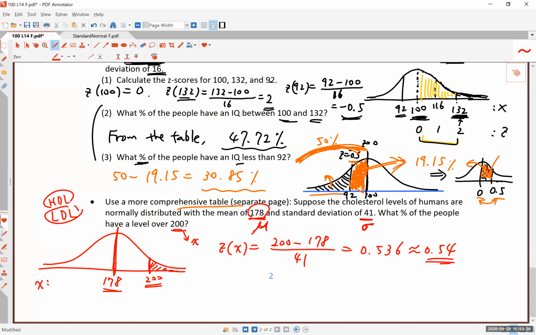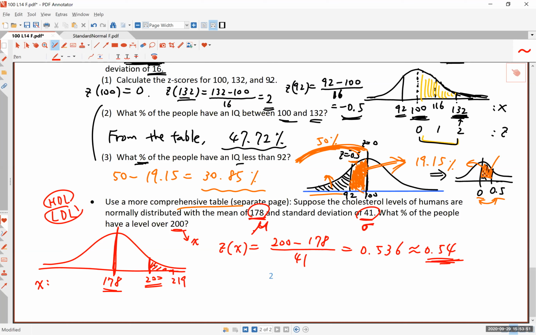I mean, if you add this and this, you get what? 219. 219 will be exactly one standard deviation above the mean. But 200 is less than one standard deviation above the mean. More precisely, it's 0.54 standard deviations above the mean. That's what the Z-score is telling us.